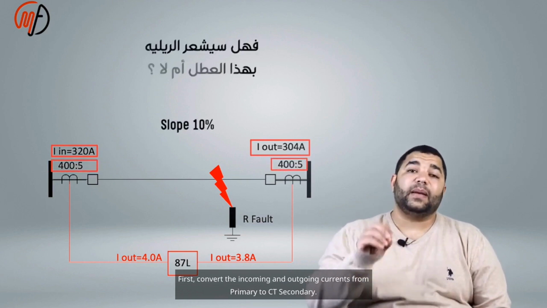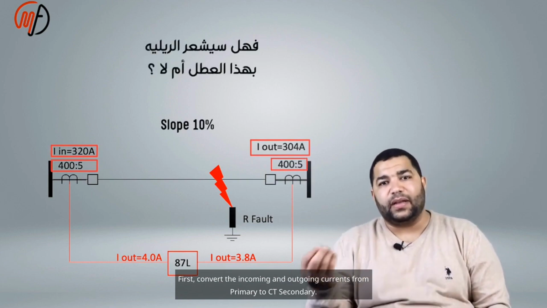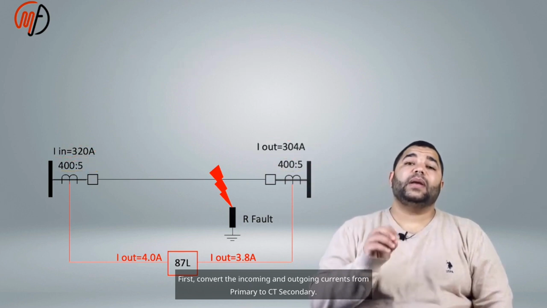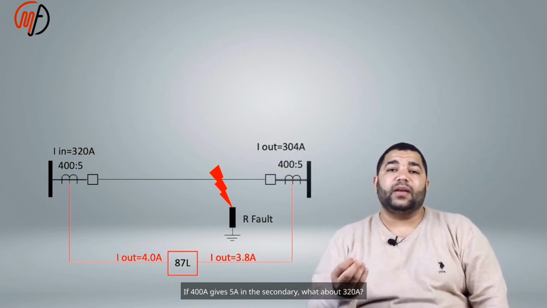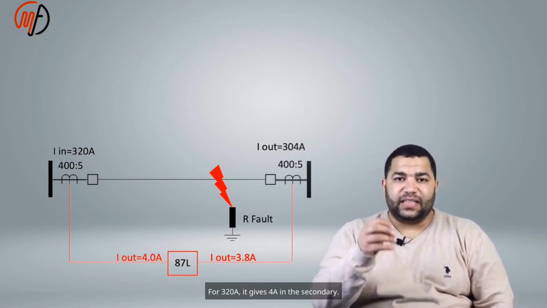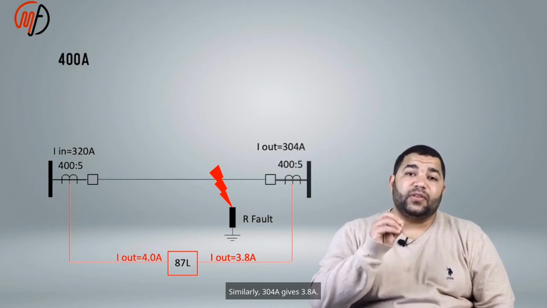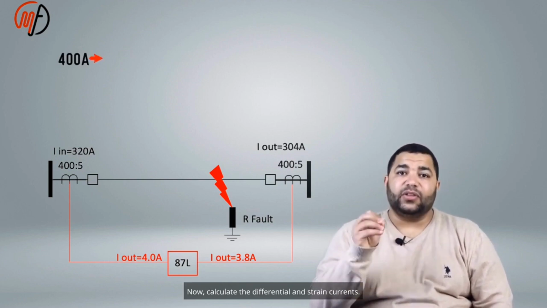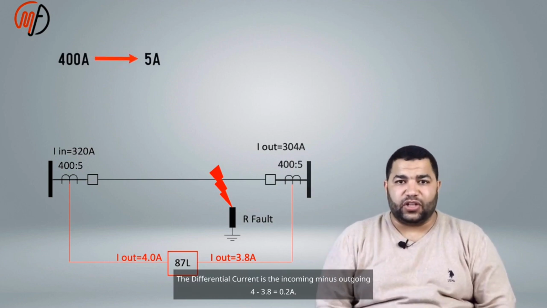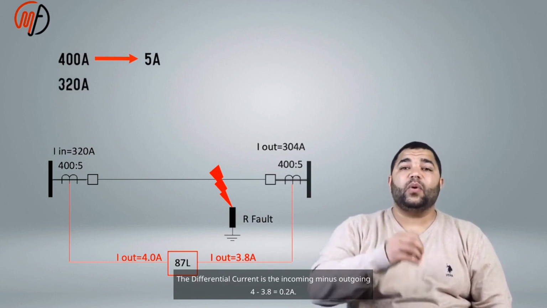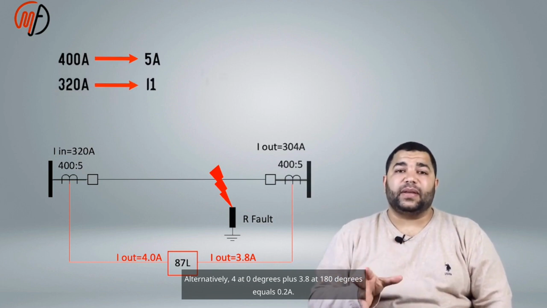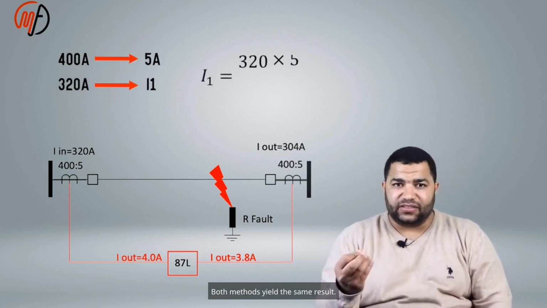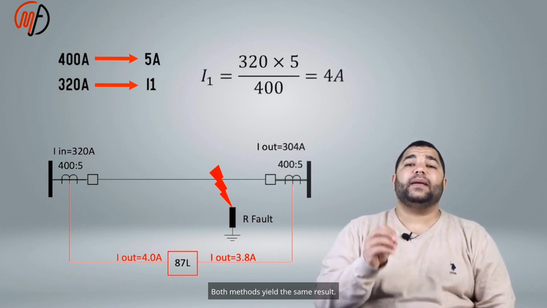First, convert the incoming and outgoing currents from primary to CT secondary. If 400A gives 5A in the secondary, what about 320A? For 320A, it gives 4A in the secondary. Similarly, 304A gives 3.8A. Now calculate the differential and restraint currents. The differential current is the incoming minus outgoing: 4 minus 3.8 equals 0.2A. Alternatively, 4 at 0 degrees plus 3.8 at 180 degrees equals 0.2A. Both methods yield the same result.